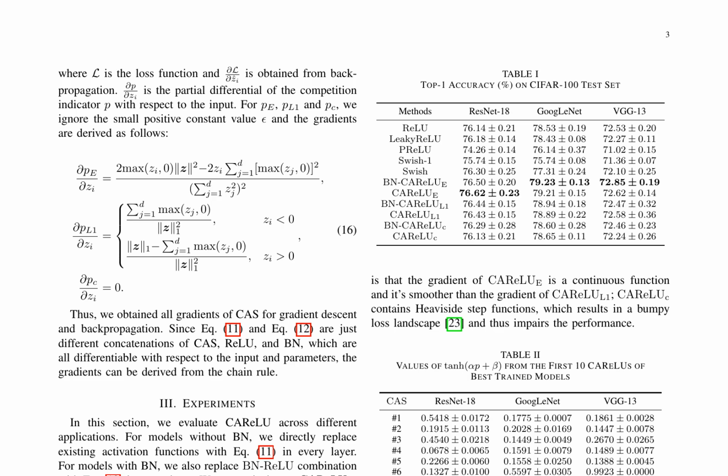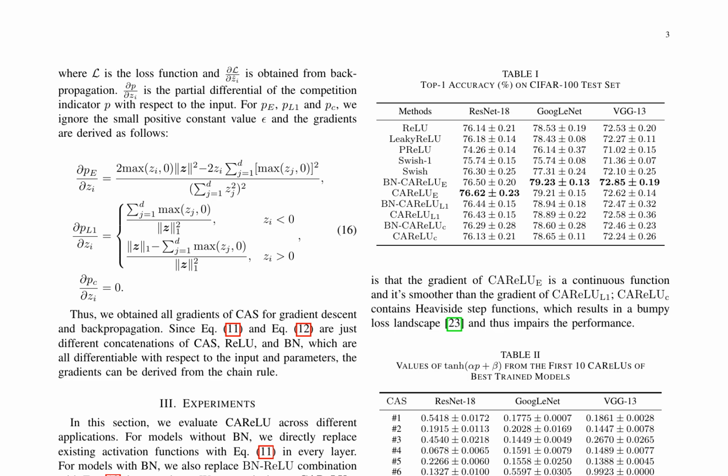Competition-based adaptive ReLU, CAReLU, is a novel activation function designed to enhance the performance of deep neural networks. The authors derive the gradients of CAReLU with respect to the input, a crucial step for gradient descent and backpropagation. By ignoring the small positive constant value epsilon and applying the chain rule to the differentiable components of CAReLU, they obtain the gradients. In experimental evaluations, CAReLU is applied to various applications, including image classification on the CIFAR 100 dataset and image super resolution on the Berkeley segmentation dataset, BSD300.